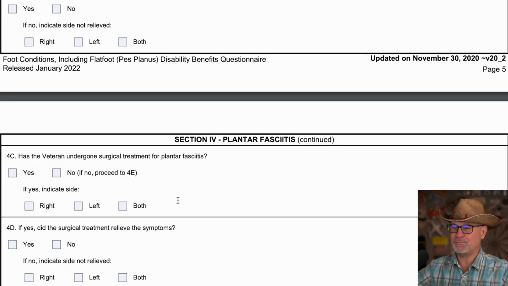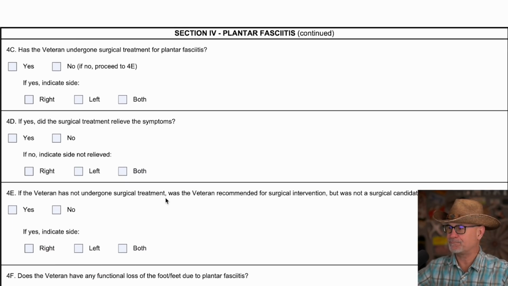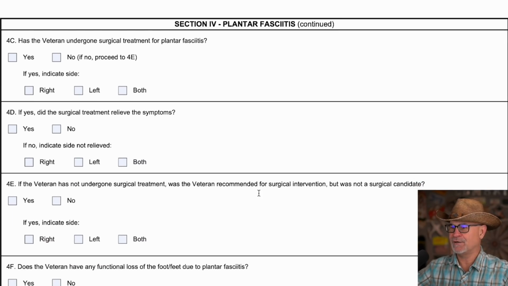4C here, they're going to ask you about surgical treatment for plantar fasciitis. Like I said, usually they're not going to go slicing your foot open. If they do suggest that, I would challenge that anyway. Definitely. I don't want VA doctors cutting on my feet. They might cut my toe off or something like that. And this is the key here. If the veteran has not undergone surgical treatment, was the veteran recommended for surgical intervention but was not a surgical candidate?